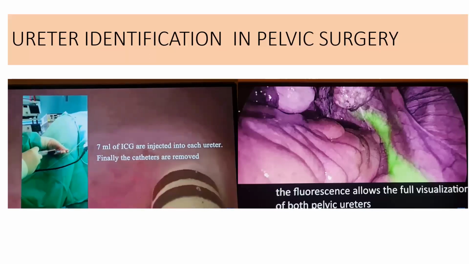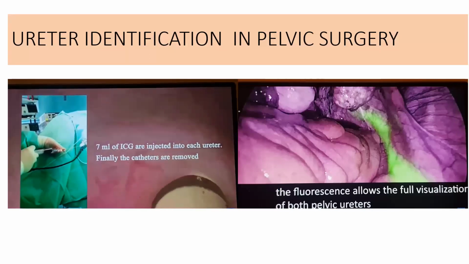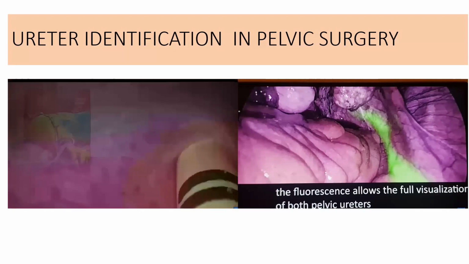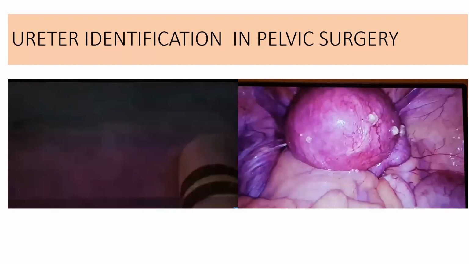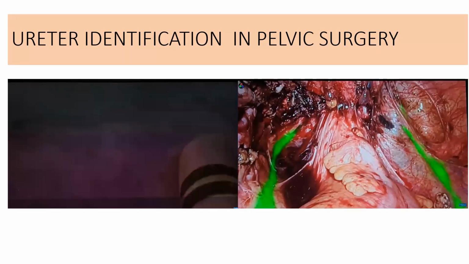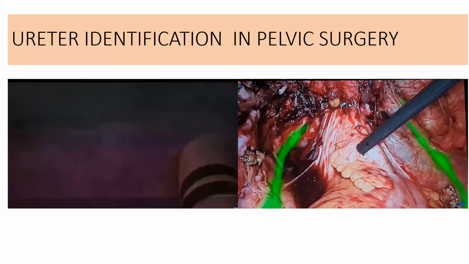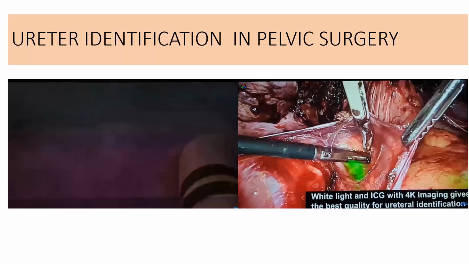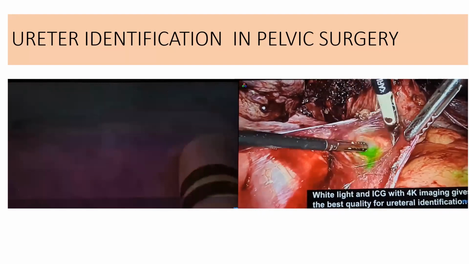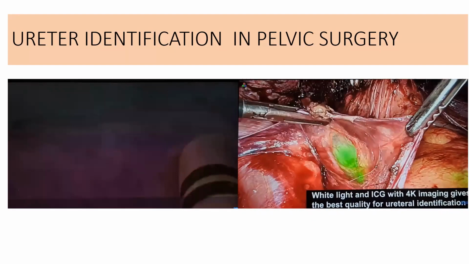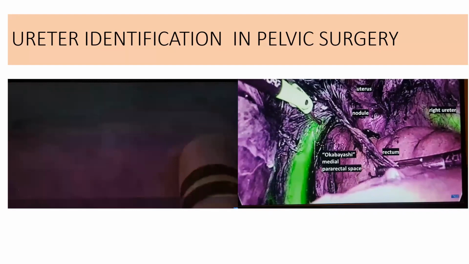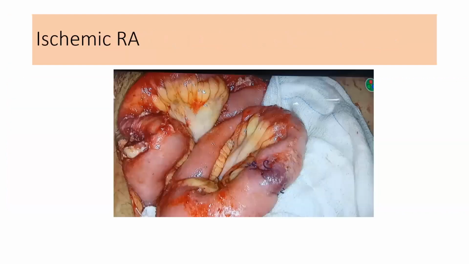How to identify the ureter? We do ureteroscopy, put a ureteric catheter and 7 ml of ICG dye into the ureter on either side, and that will remain there for 6 hours. So intraoperatively, you can very well identify the ureters during colorectal surgeries or pelvic surgeries. So that is a simple test to identify this.